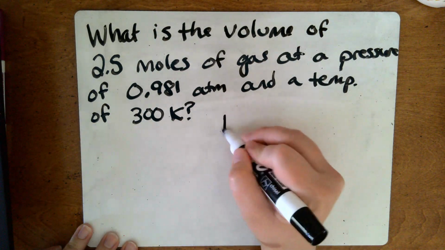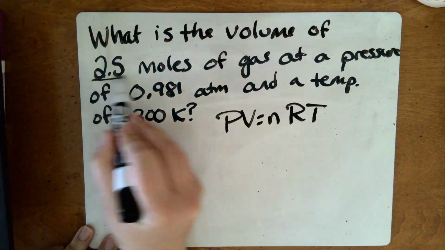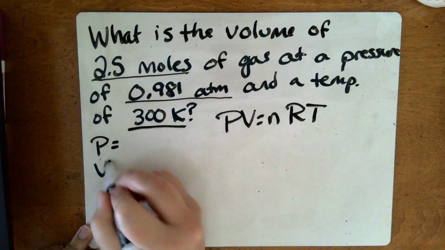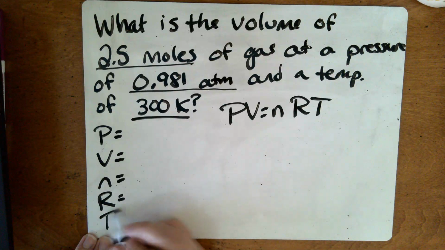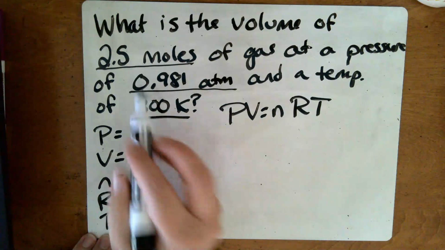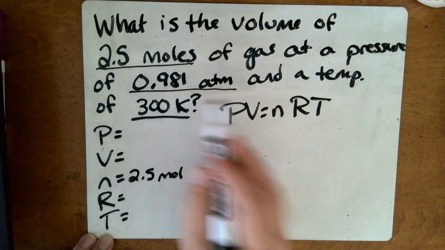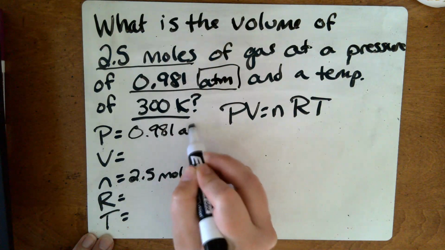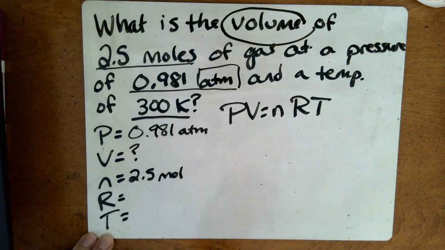I'm going to start by writing my formula, PV equals nRT. Now, I like to underline all the things that I'm given, and then figure out what variable they go with. I'm going to write all my things over here. I have R, I have T. 2.5 moles would be N, because N is the number of moles. 0.981 atmospheres is a unit of pressure, so that must be my pressure. I'm trying to find the volume, so that would be V. And 300 Kelvin is my temperature.